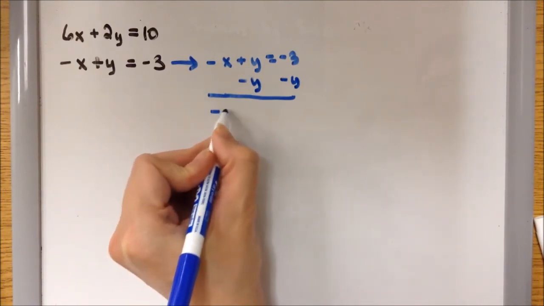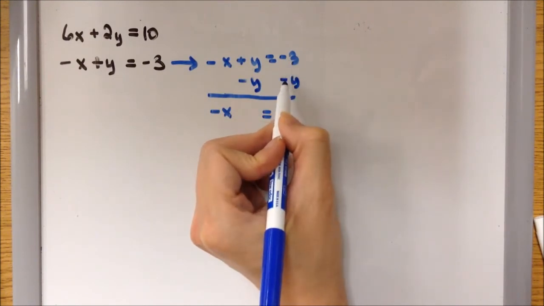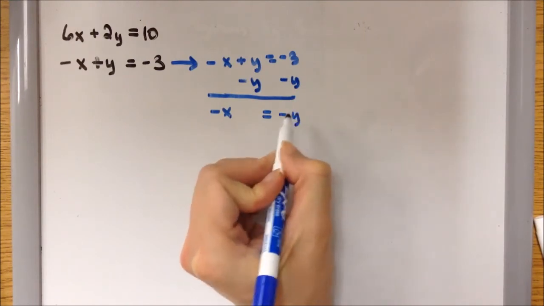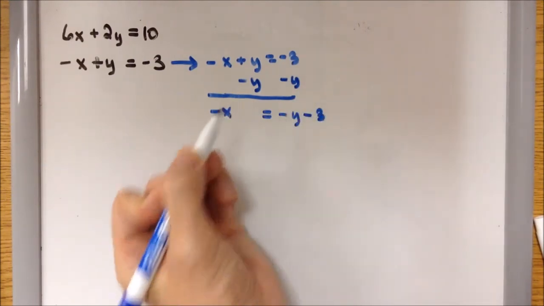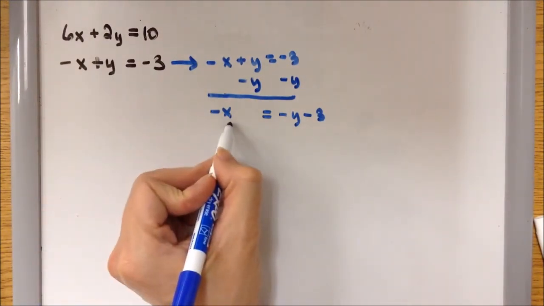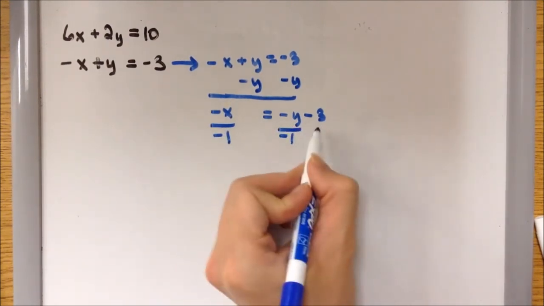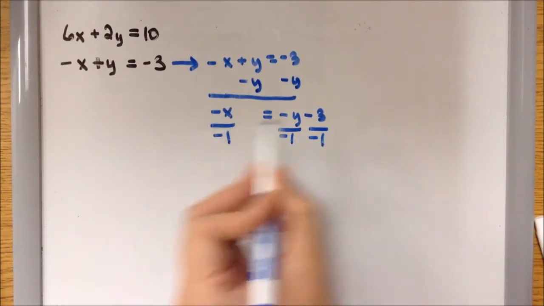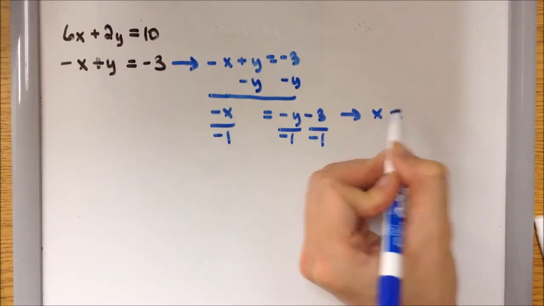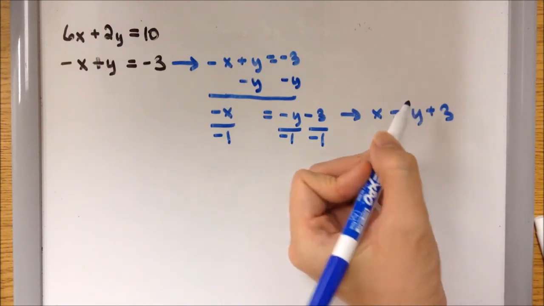So on my left side will be negative x equal, so negative 3 minus y. A number with a variable cannot be combined, so it will just simply be negative y minus 3. Alright, and since I want a positive x, I'm going to simply divide by the number in front of it, which is negative 1. Divide everything by negative 1. So we're simply going to get positive x equal positive y plus 3. So x equals y plus 3.